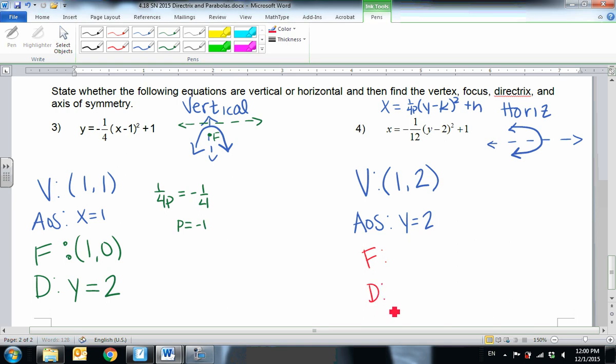In order to get those, we need to know our p value. So 1 over 4p is equal to negative 1/12. So what's p? Negative 3. All right, so from my vertex, I'm going to count which way to get my focus. The left 3 units. So if I go left from an x value of 1, 3 units, where am I going to be at? Negative 2, 2.